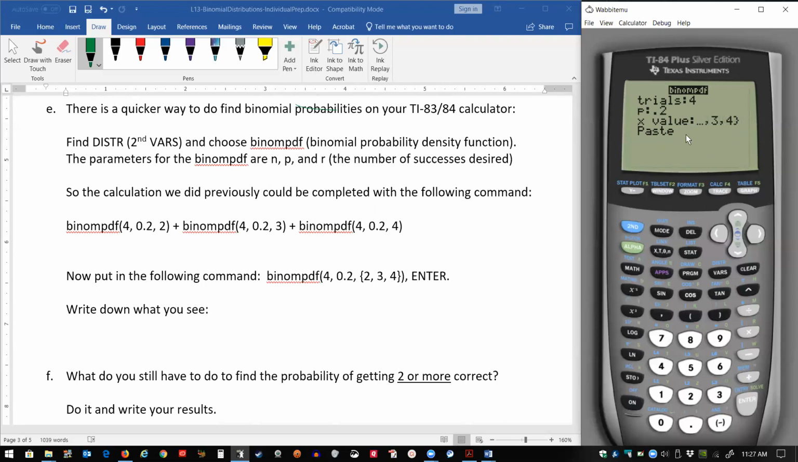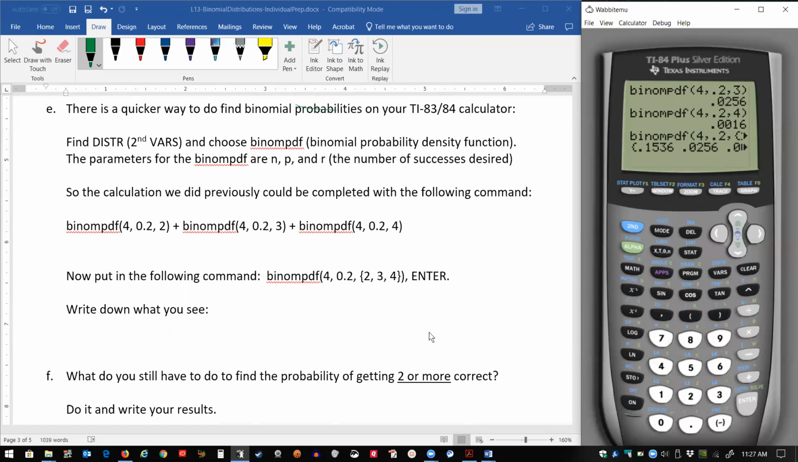Okay. And now I paste this in. So there's the command line, what it looks like. Okay. Press enter. And what do you notice? Well, that gave me as a result, so it evaluated the binomial PDF for every number in that list. So the result was a list with all of those probabilities in it.